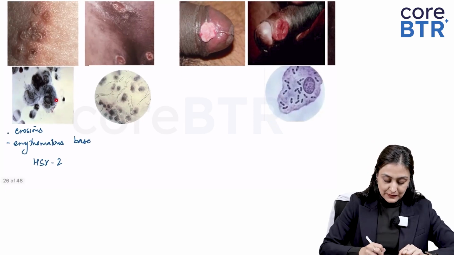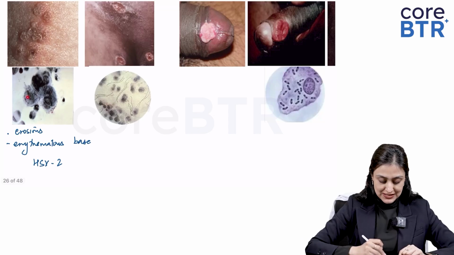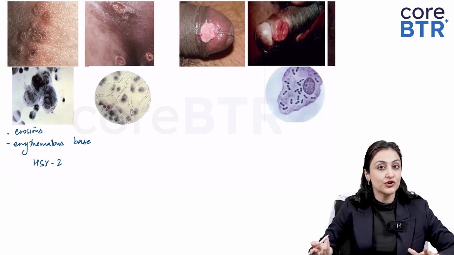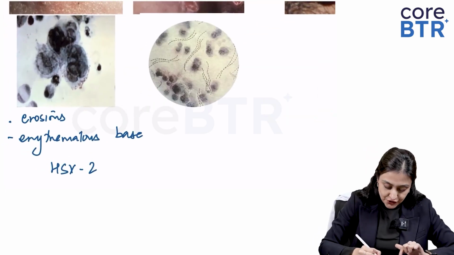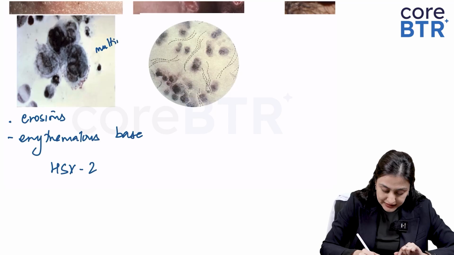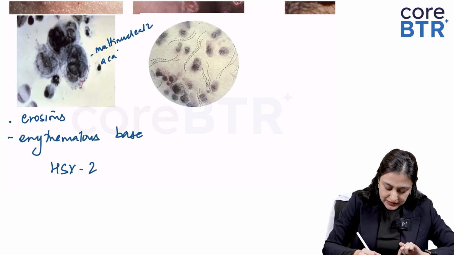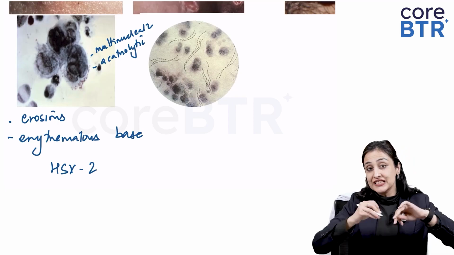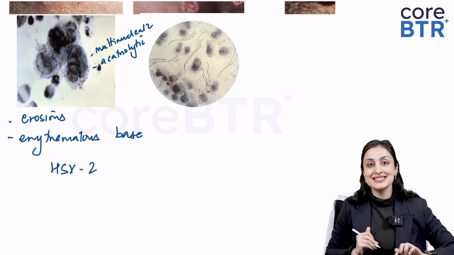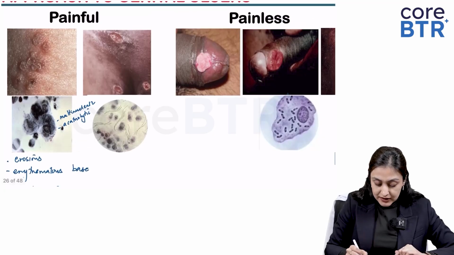Then they can describe the Tzanck smear here. So this is Tzanck smear with what we have learned already, multinucleated giant cells, and they can describe acantholytic cells, right? So this is ballooning of cells, intracellular edema. So that's HSV.